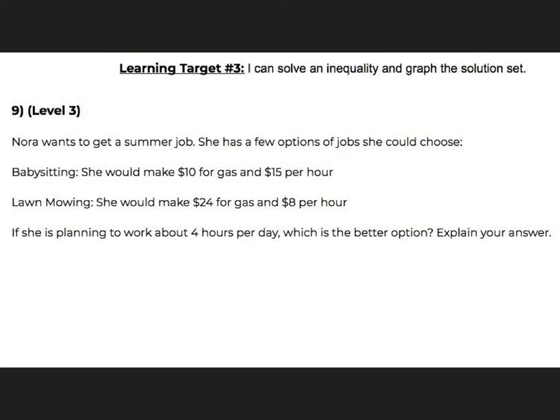All right, our level 3 problem for this one. We have Nora wants to get a summer job. She has a few options. She could babysit, and she would get $10 for gas and then $15 per hour. Mowing, $24 for gas and then $8 per hour. She's planning to work 4 hours per day, so we want to know what the better option is.